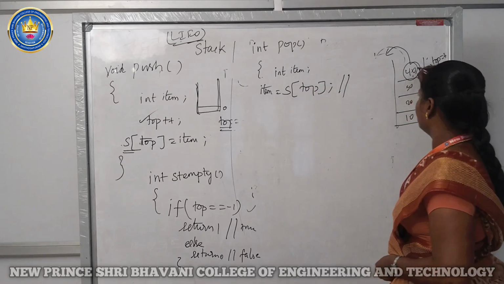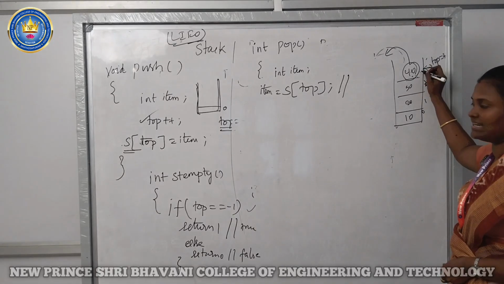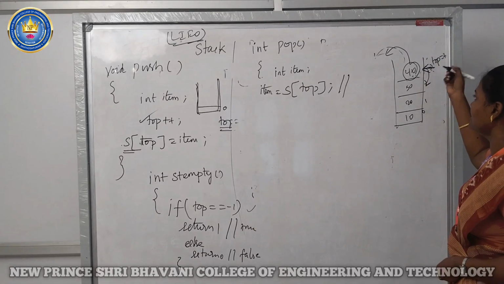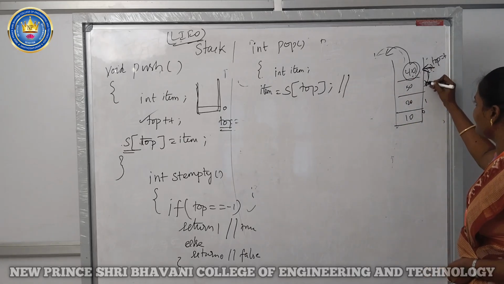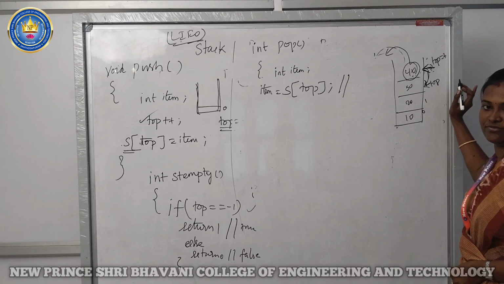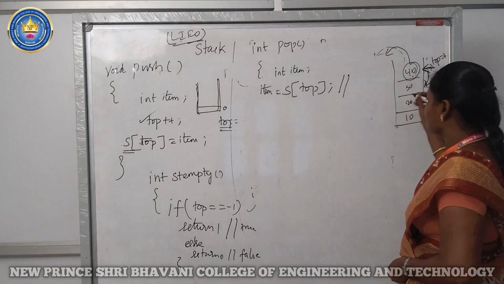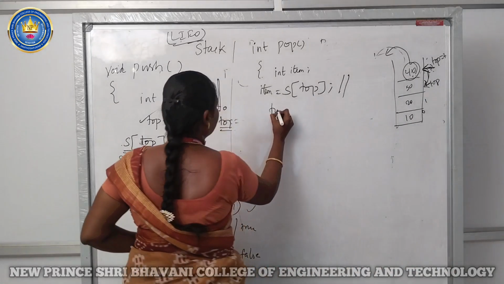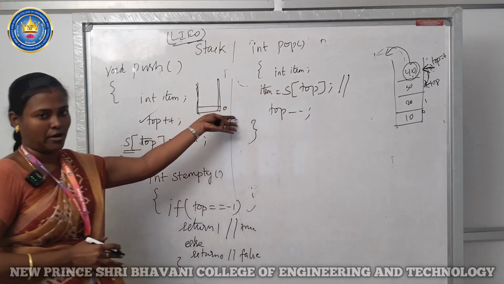Okay, so now we have noted the element we have to delete. If you want to delete, we have to note it first. Then the second step: we decrement the top. That's enough, and automatically the top element will be popped. So top minus minus, that's enough. This is the code for pop.